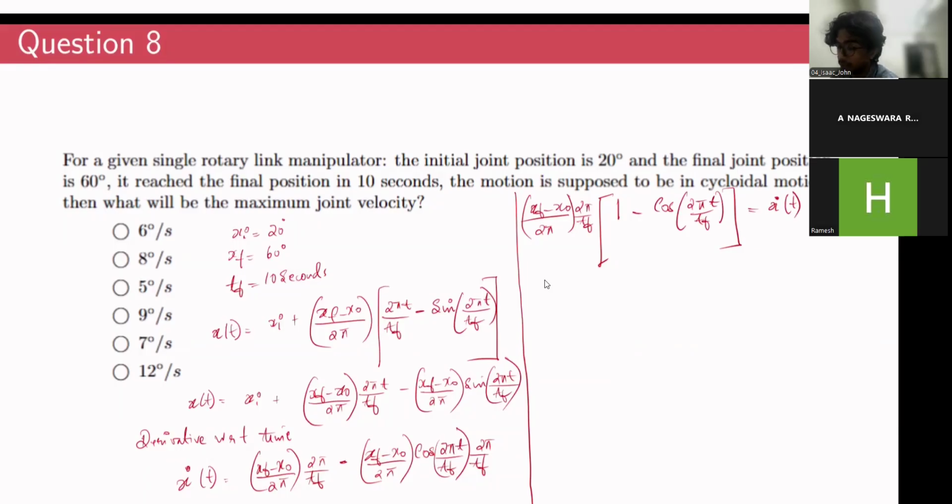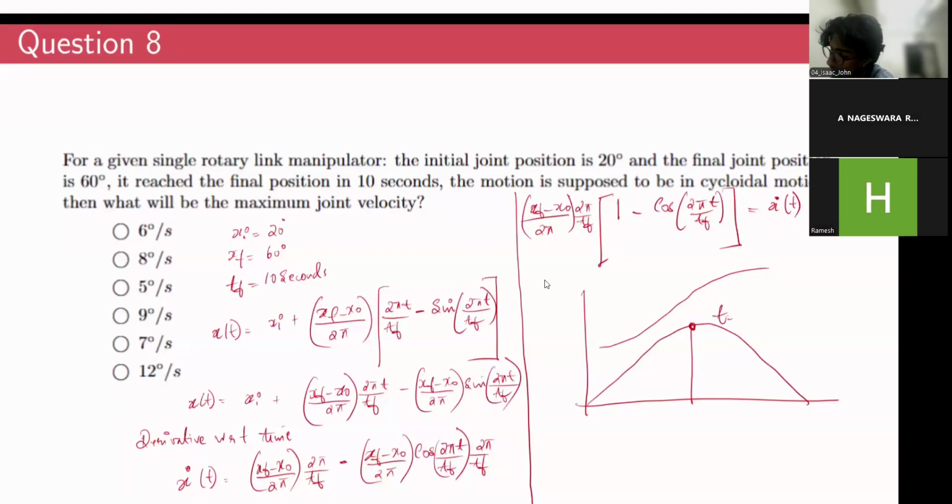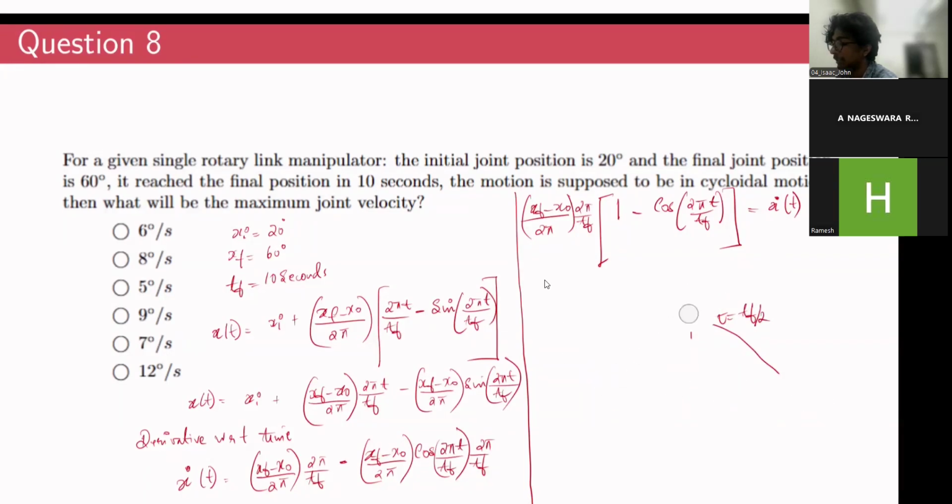So naturally, just like what we have seen in the previous case, if you have a quintic polynomial, the velocity profile would look something like this, and the maximum velocity would be at time t equal to tf by 2, right? Maximum velocity will always be at the middle, at the midpoint of the trajectory. From that point onwards, it starts to decelerate. It tries to slow down until it reaches the end point.